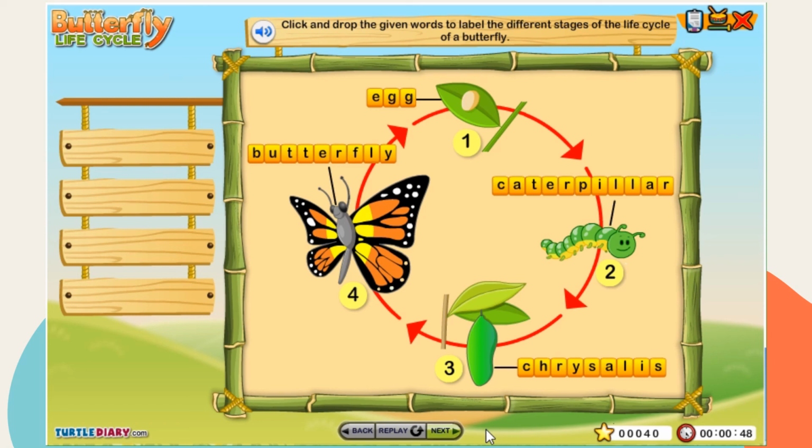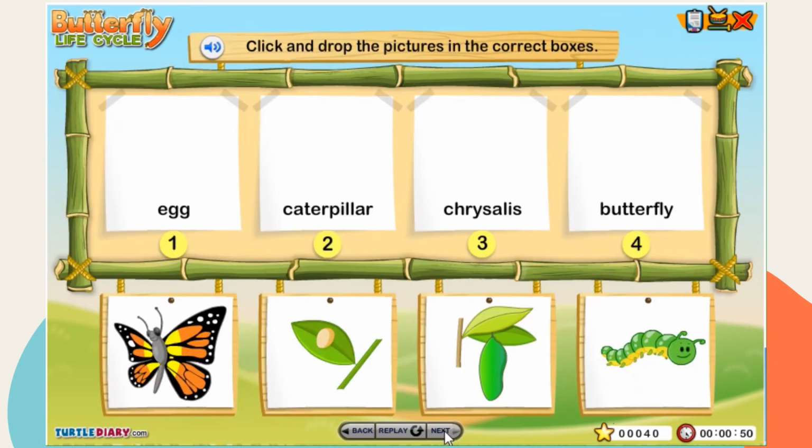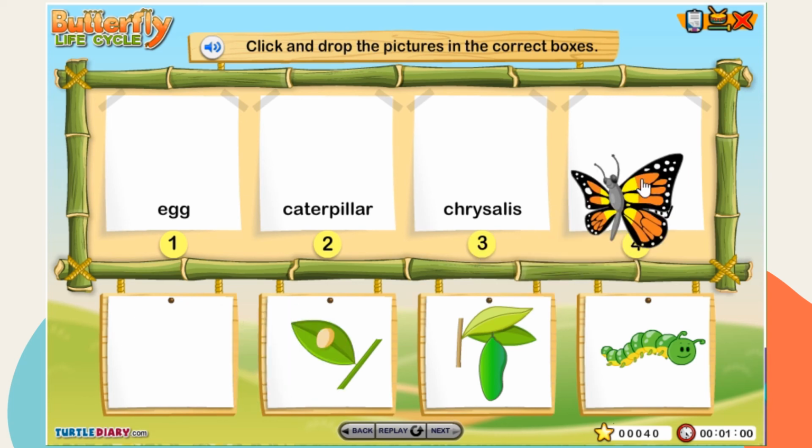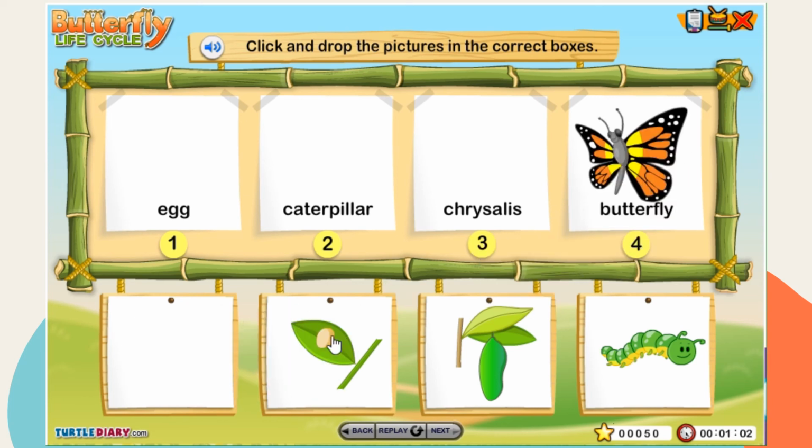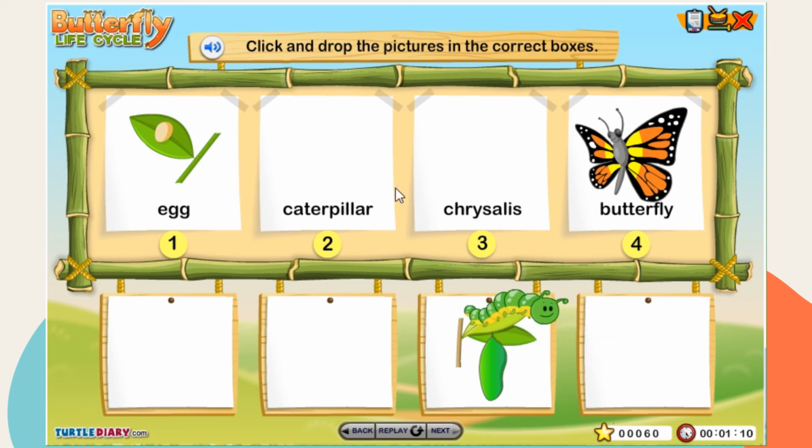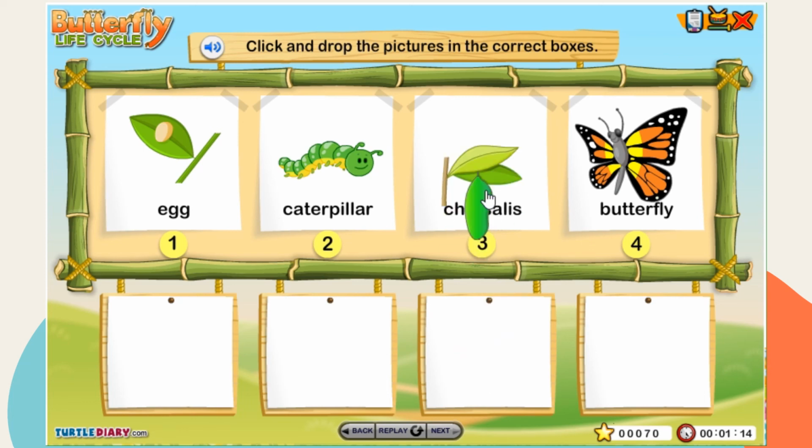Now try the next one. Click and drop the pictures in the correct boxes. Butterfly. Egg. Caterpillar. Chrysalis.